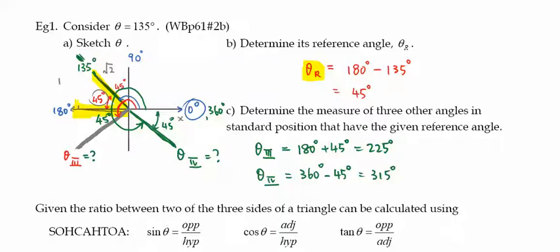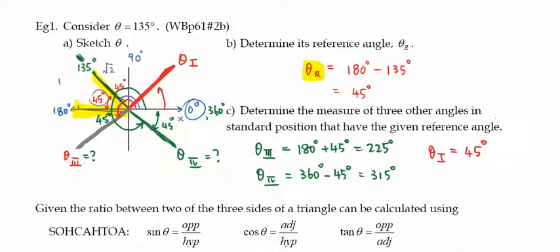What about the terminal arm in quadrant number 1? What would be the angle in standard position for this angle? 45. In this quadrant, the reference angle will be the same as the angle in standard position. So that's basically what we've talked about in the previous lesson.